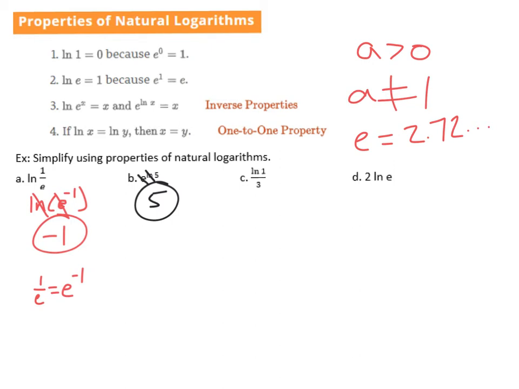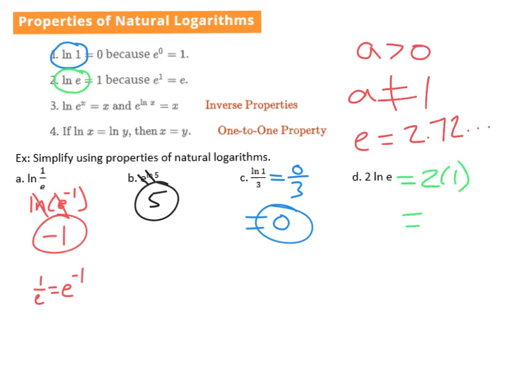It's all over 3, but the over 3 is fine. What really gets my attention is the natural log of 1, because that reminds me of this. I could immediately say that's 0 over 3, or just 0. And last over here, we see natural log of e times 2. Right, this takes me right to property number 2. This would be 2 times 1, or just 2, okay?